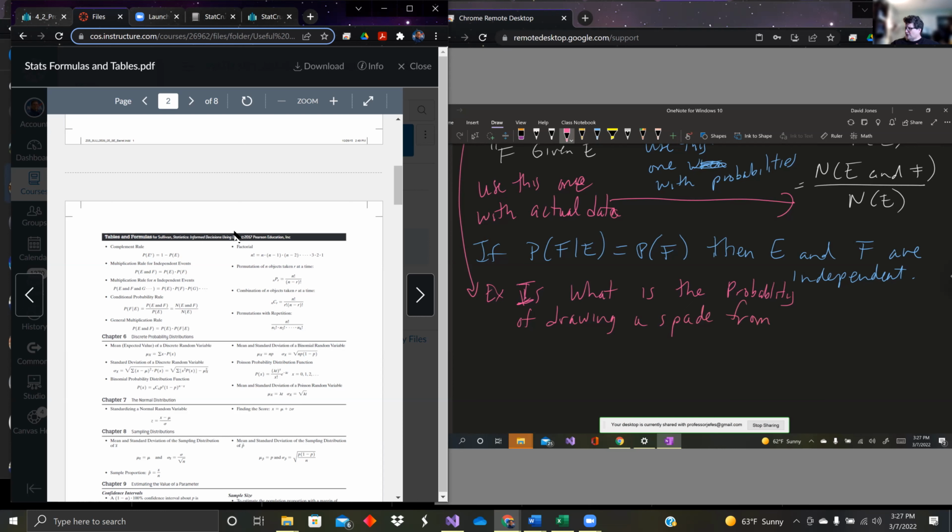From a deck of playing cards, they're called. If we've already drawn out the ace, king, and jack of spades.